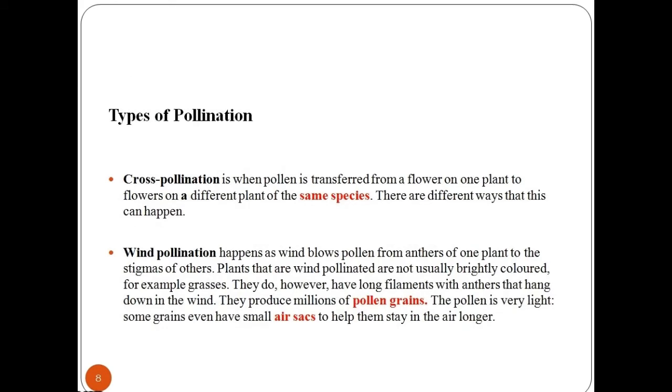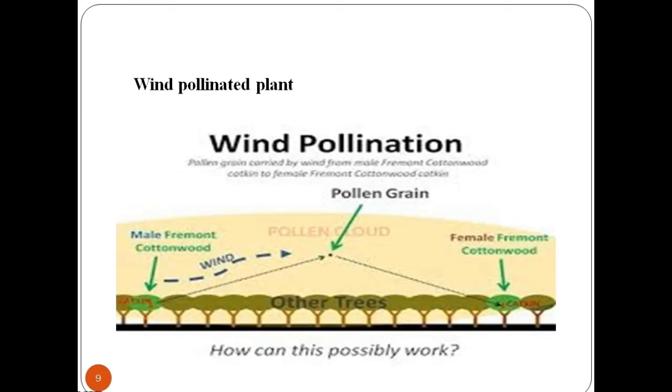Cross-pollination is when pollen is transferred from a flower on one plant to the flowers on a different plant of the same species. There are different ways that this can happen. Next is wind pollination. Wind pollination happens as wind blows pollen from the anthers of one plant to the stigmas of others. Plants that are wind pollinated are not usually brightly colored, for example grasses. They do, however, have long filaments with anthers that hang down in the wind. They produce millions of pollen grains. The pollen is very light. Some grains even have small air sacs to help them stay in the air longer.